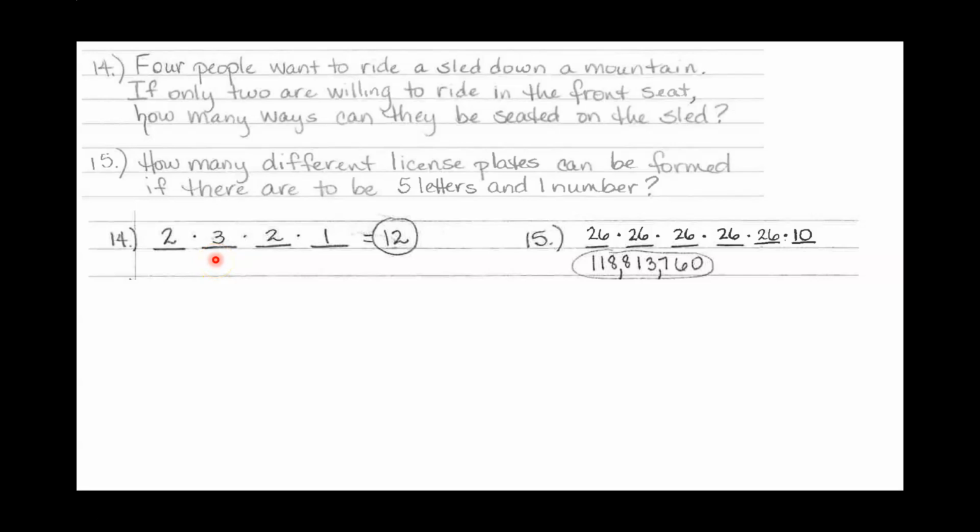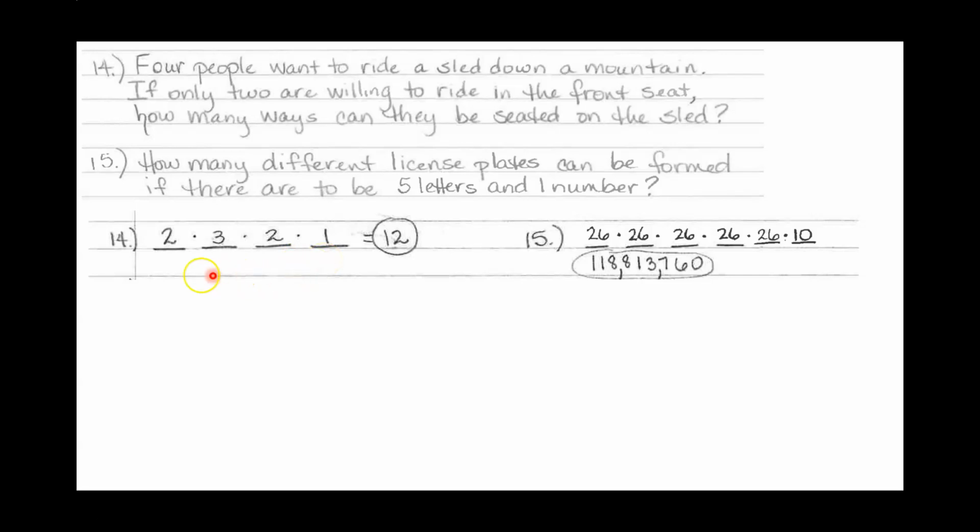Okay, so somebody is sitting in the front seat now, and everybody was willing to ride in the second seat. The only restriction was the front seat. So there were 4 people. Somebody sat down in the first seat, so there are only 3 people left that could sit in the second seat. And then once they're seated, there's only 2 people left to sit in the next seat. And once they're seated, there's only 1 person left to sit in the last seat.